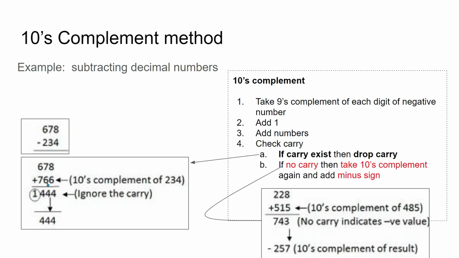Now after addition, if we get the carry in 10's complement, we have to ignore the carry. That's it. There may be some other situation when we get no carry. If we get no carry, that indicates that it is a negative number, and now we have to put the minus sign over here, and we have to again find the 10's complement. And in order to find the 10's complement, we know that we have to find the 9's complement and add 1 to it.